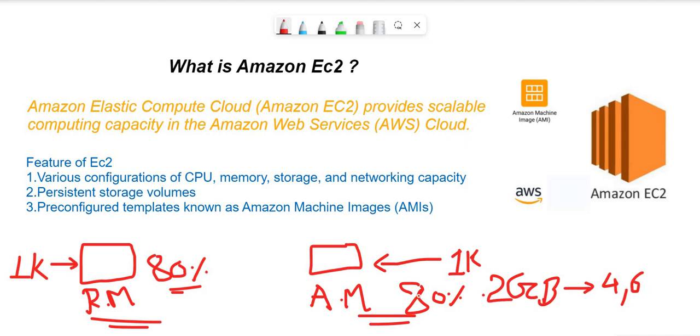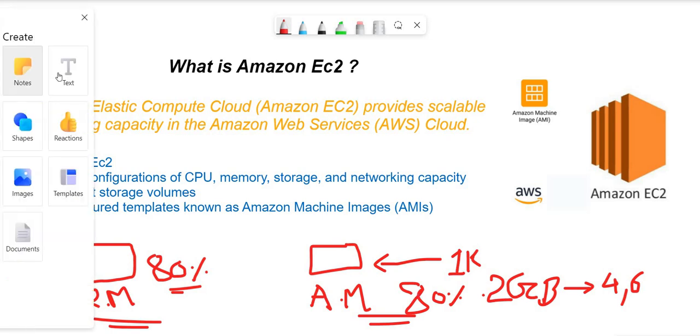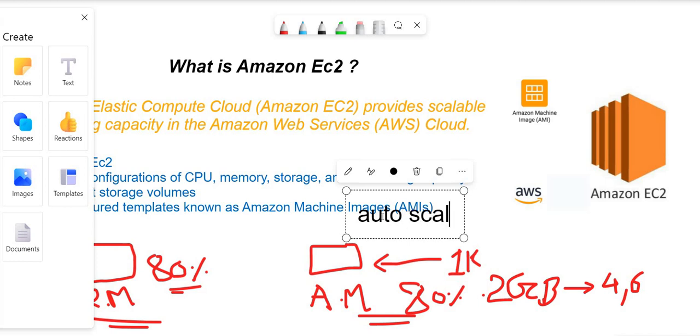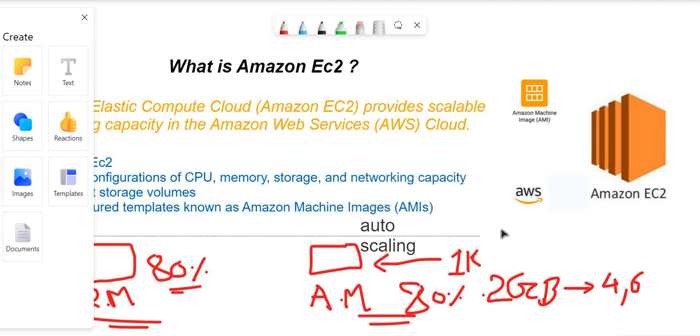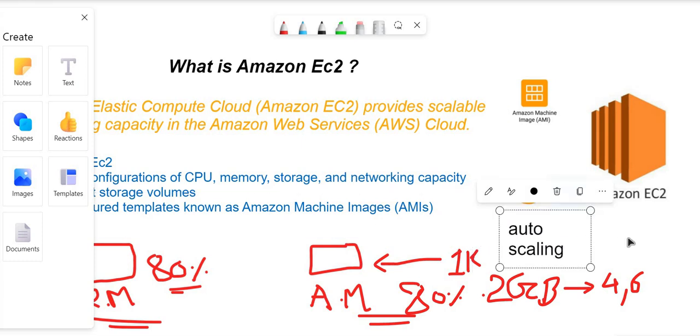There are so many tools or services available in Amazon Web Services which can help us to automate these processes. A very basic example I would take is auto scaling. Auto scaling helps us to auto scale our resources. What kind of resources? You can scale up your storage.